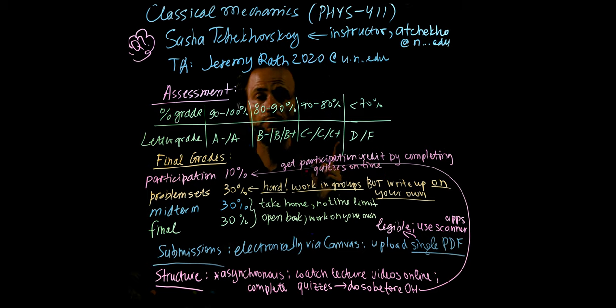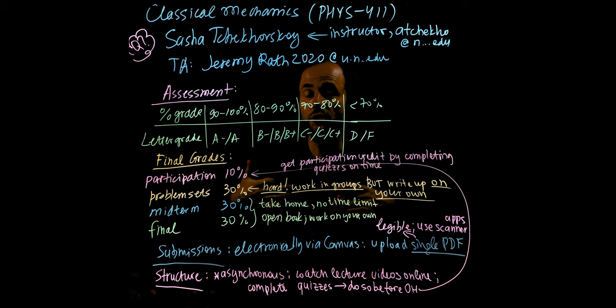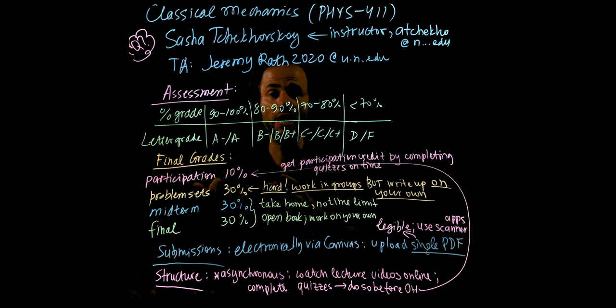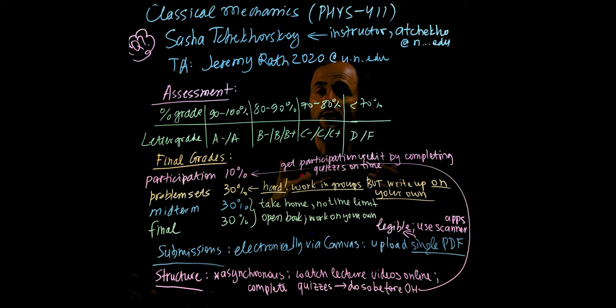If you submit quizzes after the corresponding office hours have started, then you're going to get 50% participation credit. So you still are going to get credit, but you're going to get half as much as if you were to complete them on time. Watch these lectures before we discuss the material during the office hours to maximize the effectiveness of the office hours so that all of us are on the same page.